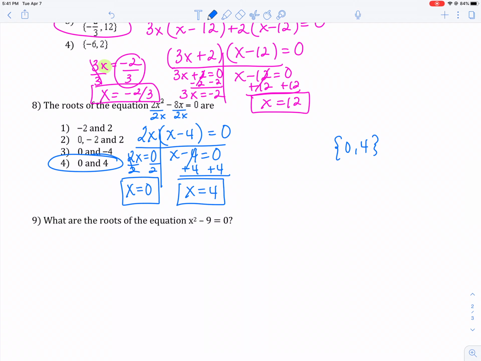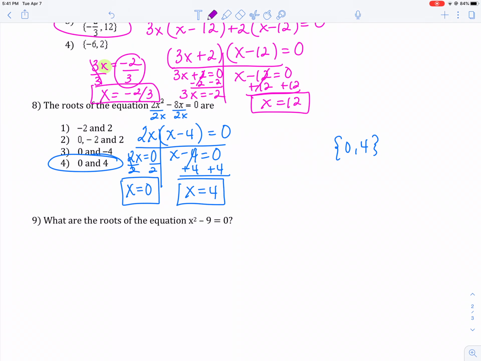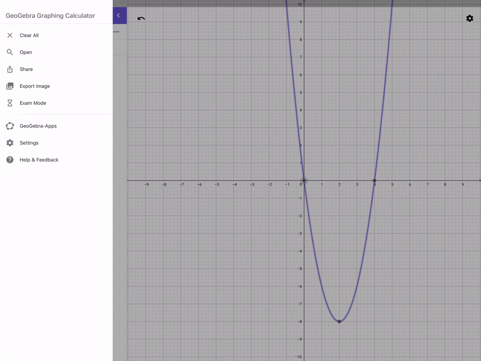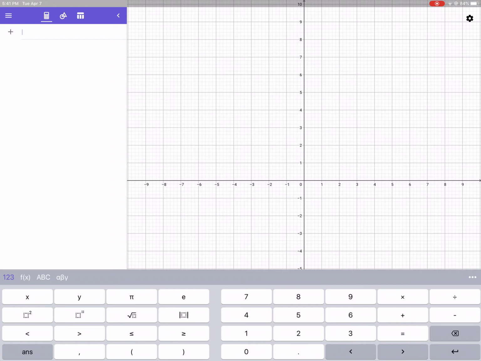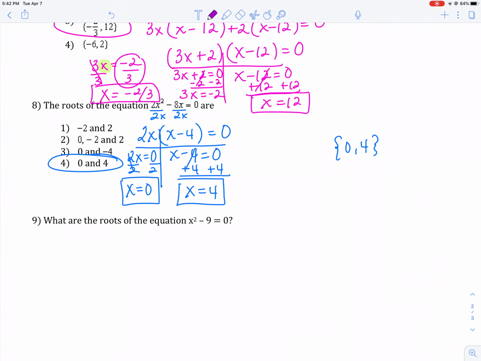Okay, last one. X squared minus 9 equals 0. Again, you don't even need that equals 0. When it's in standard form, literally just do x squared minus 9. It's going to give me my answers. Look where I'm touching. Touch those points. They're called roots or solutions. One root is at negative 3, where the graph hits the x-axis. The other one's at positive 3. So there are two solutions, negative 3 and positive 3.